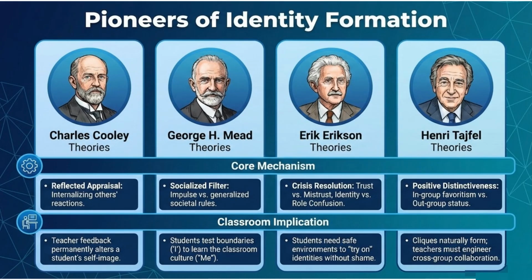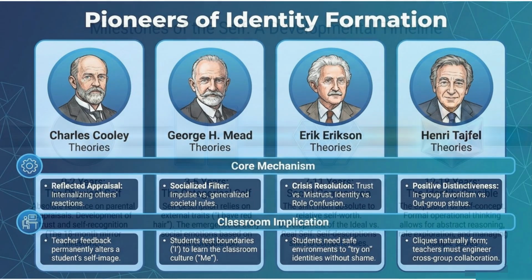Erik Erikson showed us that identity develops through a series of crises, moments of genuine psychological conflict that must be resolved. For adolescents, the central challenge is identity versus role confusion. Students need safe environments to try on different versions of themselves, without shame. And Henri Tajfel revealed the power of the group. We form and protect our identities partly by belonging to groups, and by distinguishing our group favorably from others. This is why cliques form naturally in schools, and why teachers need to intentionally engineer collaboration across those divides.